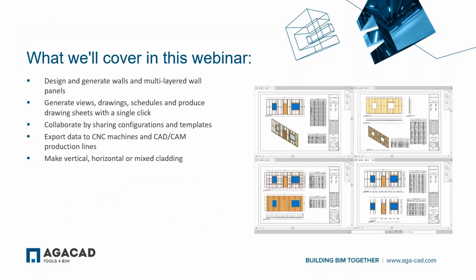In this webinar we're going to cover how to design and generate walls and multi-layered wall panels. We're going to look at how to generate views, drawings, schedules, and produce drawing sheets. I will explain briefly how collaboration can be done using shared files. And quickly I'm going to explain how to export data to CNC machines and production lines. We're also going to see some examples of external cladding.